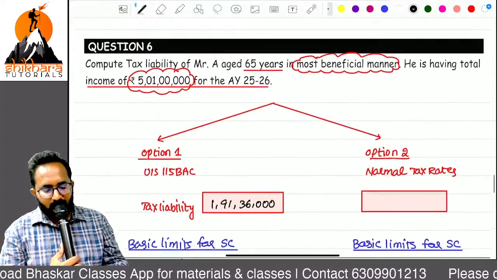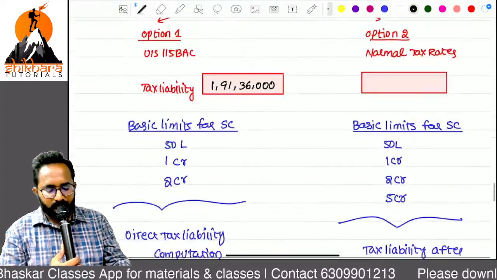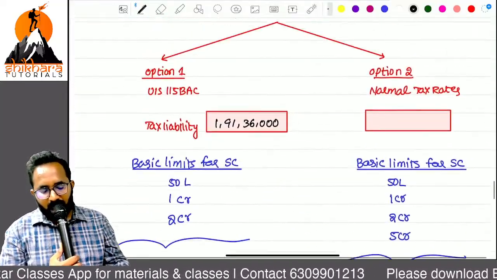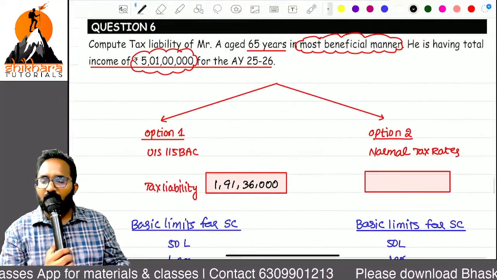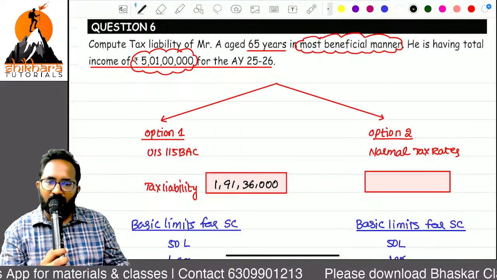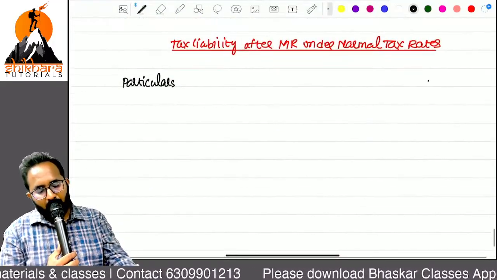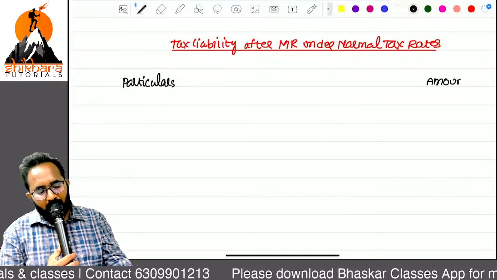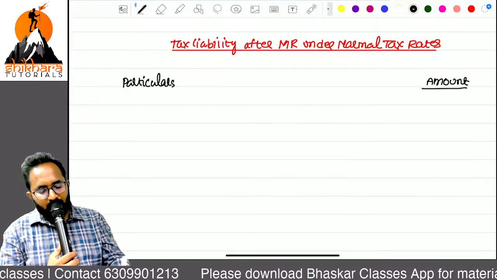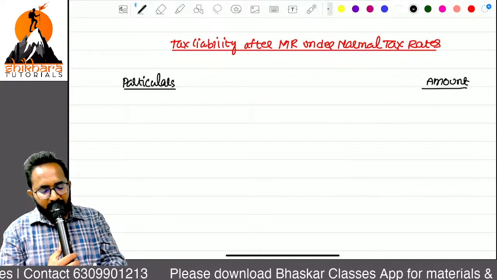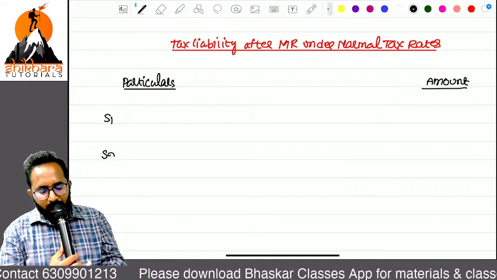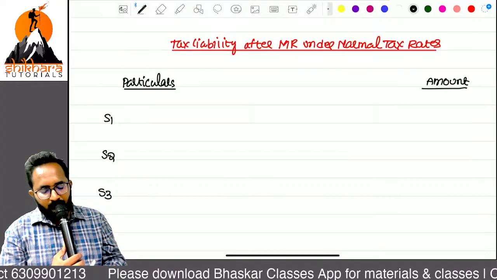This is only the question, ma. Question number 6. They have given a total income of 5 crore 1 lakh, and in the most beneficial manner we have to calculate the tax liability. Sir, you have to calculate the marginal relief after tax computation. Yes, step 1 answer, step 2 answer, step 3, step 4.